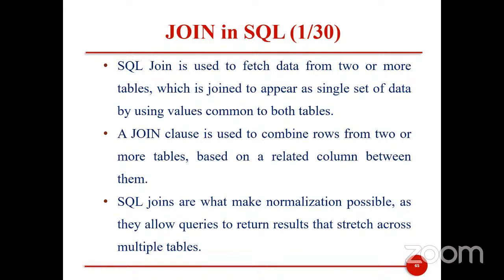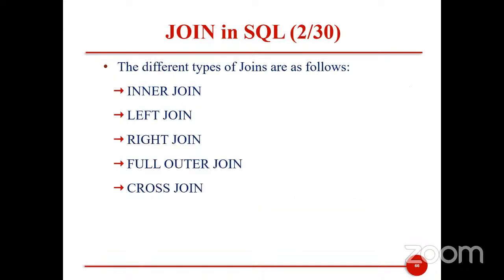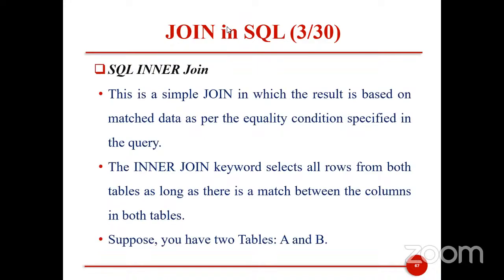A join clause is used to combine rows from 2 or more tables based on a related column between them. SQL joins are what make normalization possible, as they allow queries to return results that stretch across multiple tables. There are 5 different types of joins that we are going to learn. We shall look at inner join, left join, right join, full outer join, and then finalize with a cross join.